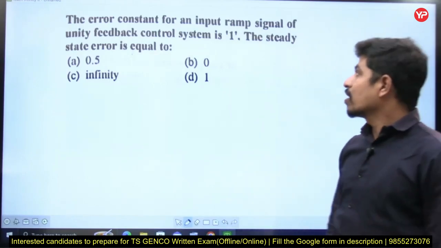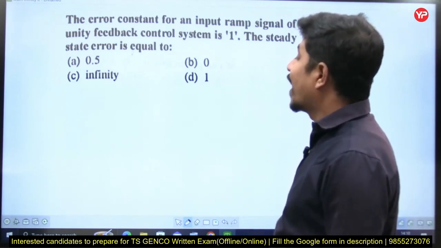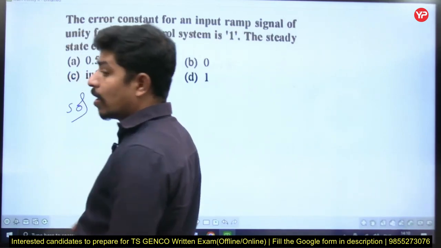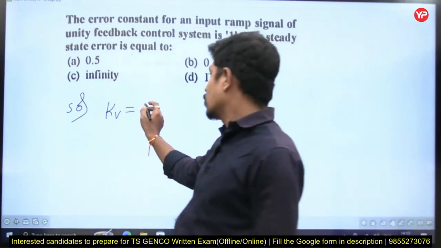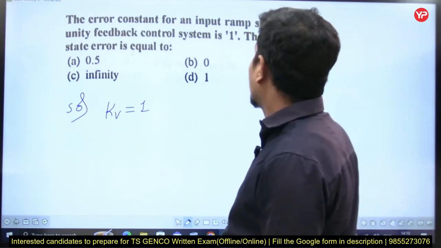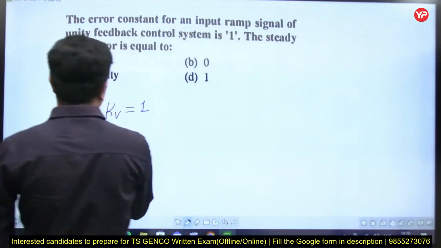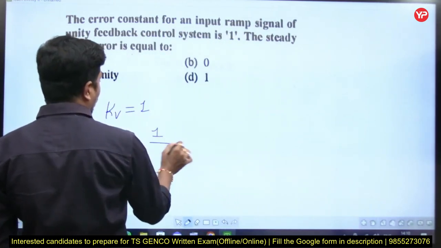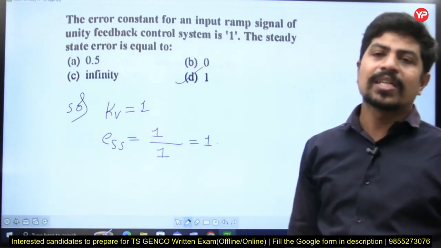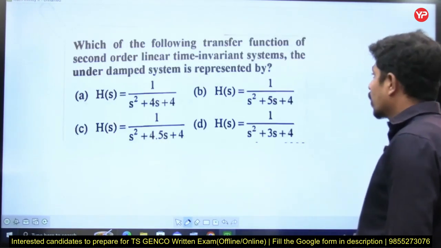The error constant for an input ramp signal of a unity feedback control system is 1. He is saying that the error constant or coefficient for ramp input is also called the velocity error constant or velocity error coefficient, that is equal to 1, right? The steady state error is ESS equal to A by KV, which is 1. The answer is 1, direct formula. Steady state error for ramp input is ESS equal to A by KV, right? Let's go to the next question.